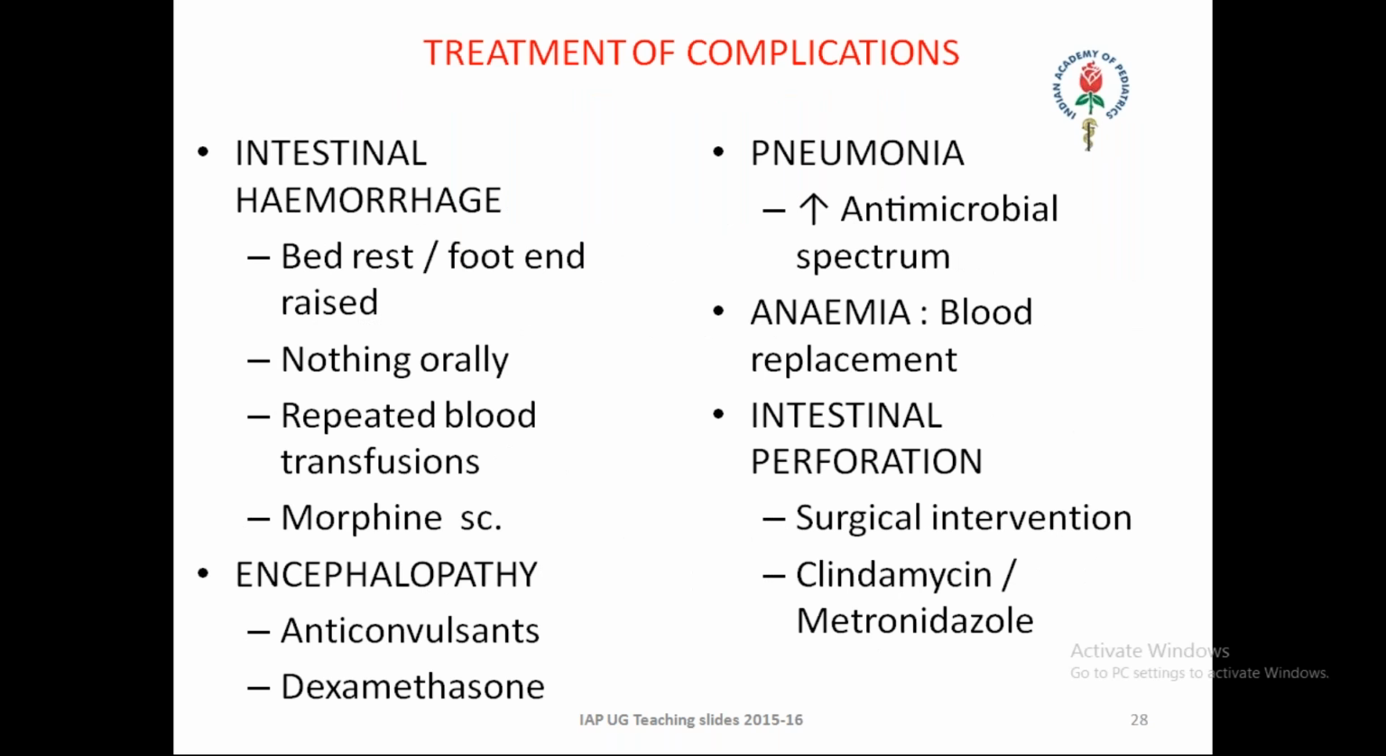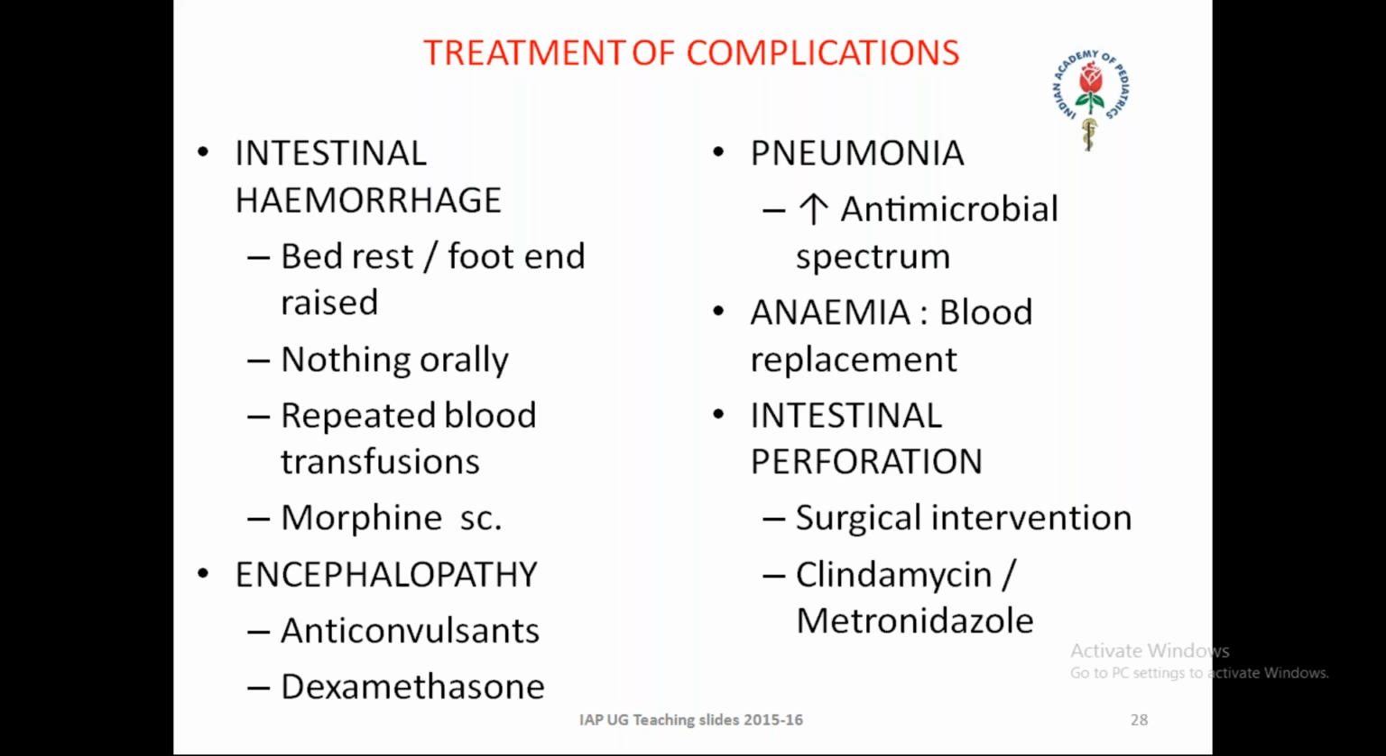Coming to the treatment of complications, the complications mainly are intestinal hemorrhage. If there is an intestinal hemorrhage, bed rest, and don't give anything orally; keep the patient NPO. Give blood transfusions and subcutaneous morphine if needed. In encephalopathy, give steroids like dexamethasone to reduce the encephalopathy, and anticonvulsants.